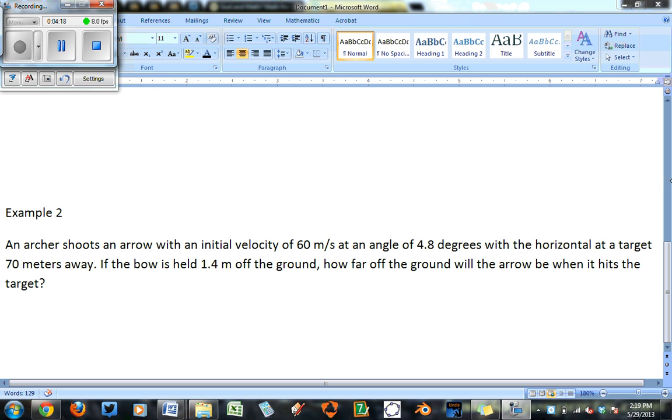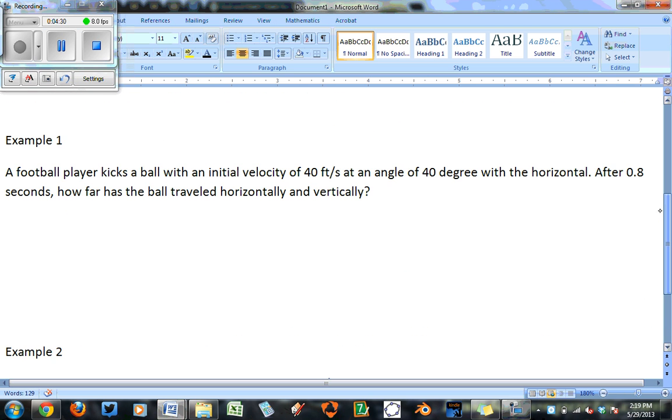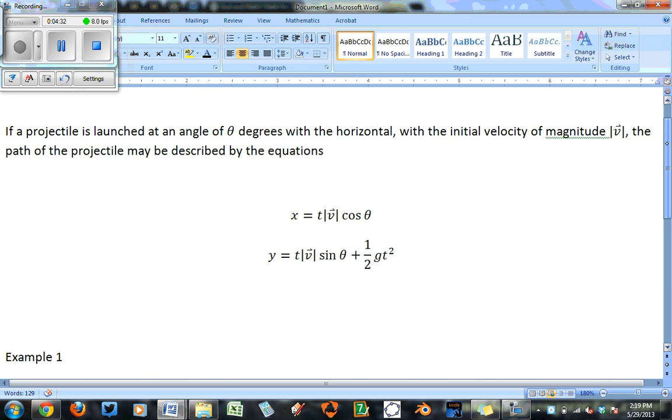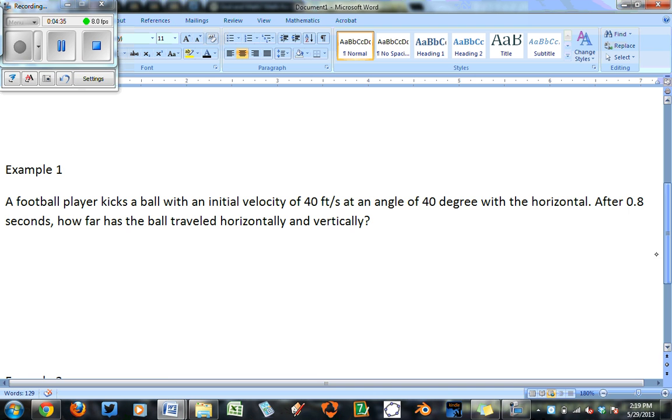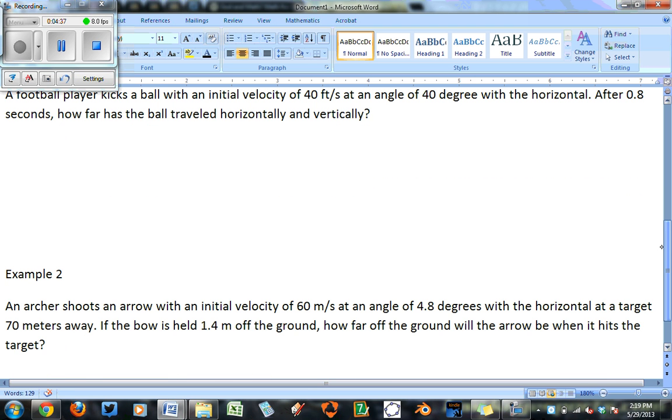So this is a slightly different question, but we can still write our equations the same. For horizontal distance, remember, we use x equals t cosine theta, right? X equals t times the initial velocity times cosine of theta. So we go here. X equals t times its initial velocity. Its initial velocity was 60 meters per second times cosine of the angle which it makes with the horizontal.